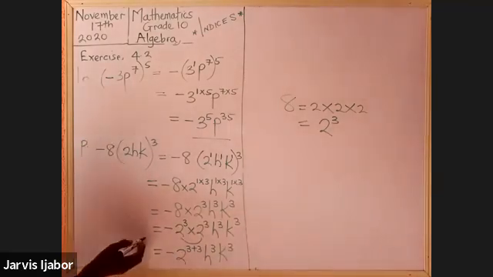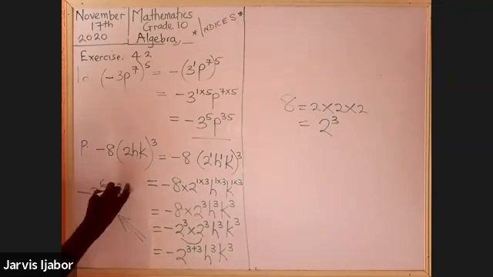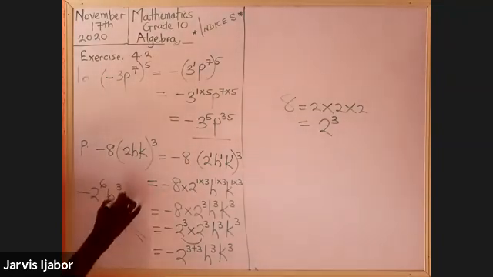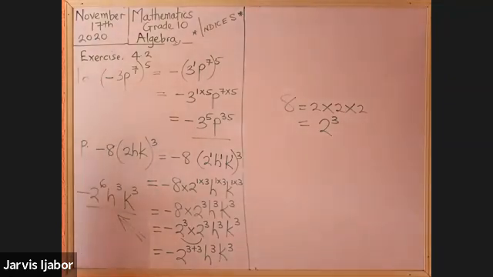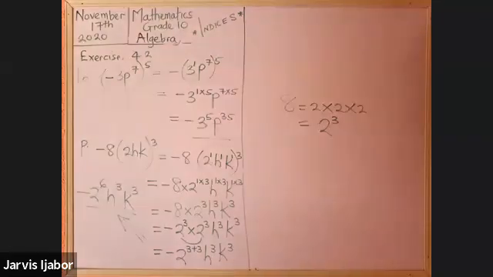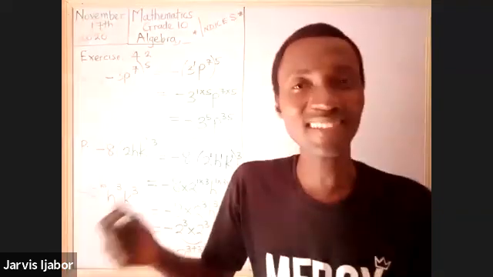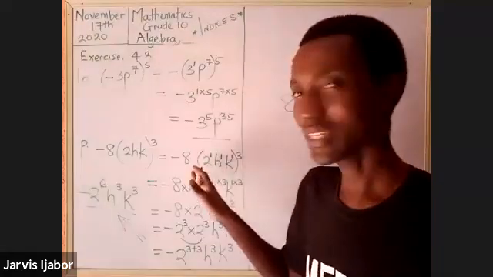And this invariably will give us negative 2 raised to the power of 6, h raised to the power of 3, k raised to the power of 3. I mean h rather, because we always write letters in the order of the English alphabet. So this is what your answer is going to be. It's quite different from the narratives we've been having, but this is the direction. I always tell us that I post the ideas gradually. This is the direction we're going to take.